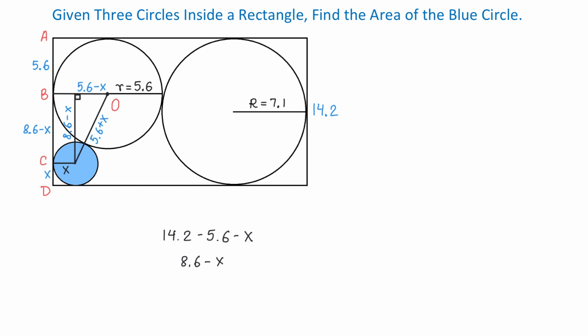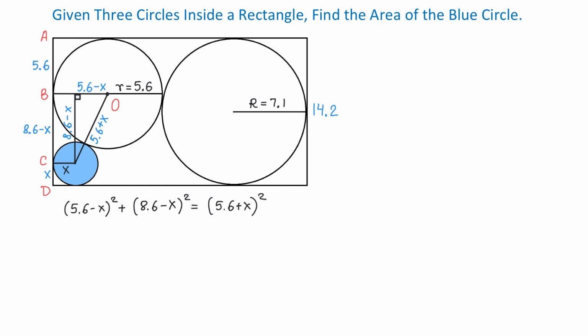Now, in a right triangle, according to the Pythagorean theorem, one side squared plus another side squared equals the hypotenuse squared. Then we will use the Pythagorean theorem to write the following equation. (5.6 minus x) all squared plus (8.6 minus x) all squared equals (5.6 plus x) all squared.